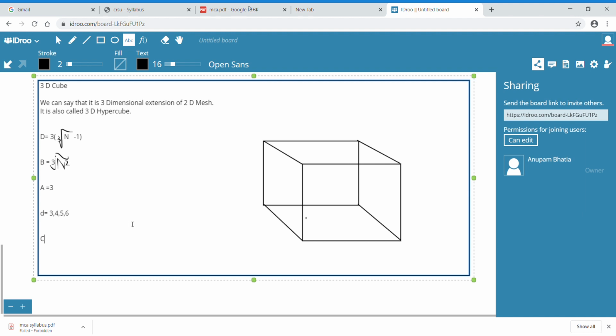And the network cost is equal to 2n minus cube root of n square, or we can say n raised to the power 2 by 3.